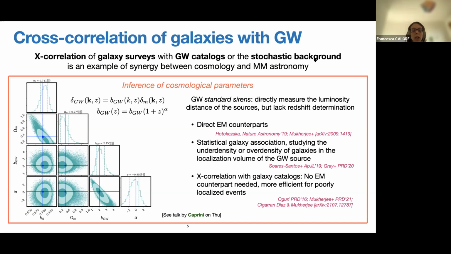So what one can do, and people have done so, is cross-correlate galaxy catalogs and gravitational wave events, because in this respect you don't really need an electromagnetic counterpart to define the redshift, and it is even more efficient than other methods when you have a poorly localized event. To do so, you basically take your catalog of gravitational waves and the catalog of large-scale structures, and you try to find a positive cross-correlation, which you do expect if gravitational wave sources, as is thought, are sitting in galaxies, so there should be a positive cross-correlation with the underlying galaxy distribution.